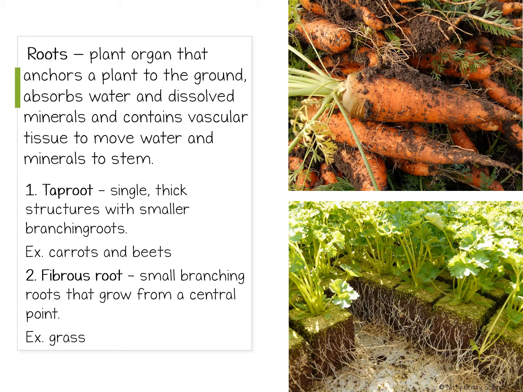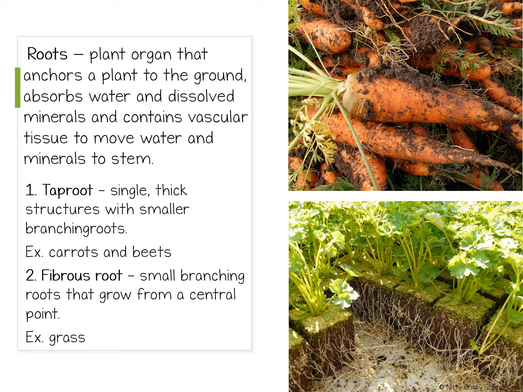A root system has three main functions: to anchor a plant into the ground, to absorb water and minerals from the soil, and to sometimes store food. The more root area a plant has, the more water and minerals it can absorb. Remember from our last section that there are two types of roots.